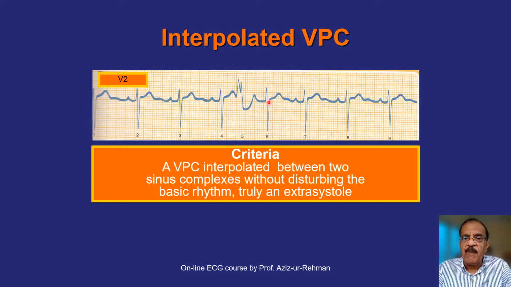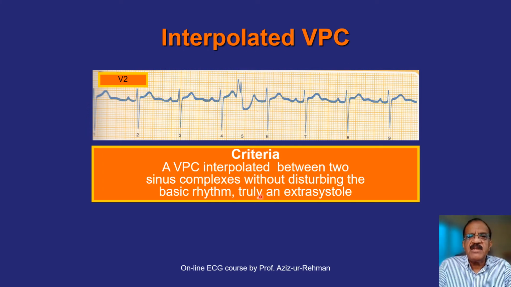This one is called an interpolated VPC. An interpolated VPC, as the name says, is a ventricular premature contraction which interpolates between two sinus beats without disturbing the basic rhythm. So if the ventricular ectopic activity occurs at a time when the ventricles have recovered from the previous sinus depolarization, and by the time the next beat came, the ventricle had recovered from the refractoriness caused by the ectopic, then you would have interpolated VPCs.